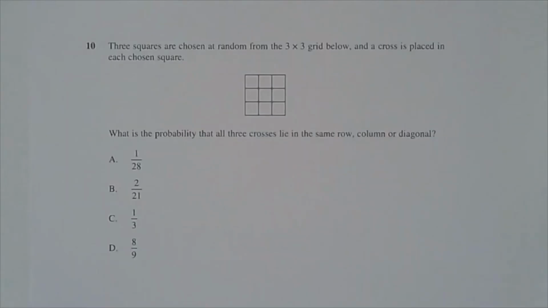Question 10. 3 squares are chosen at random from a 3x3 grid below, and a cross is placed in each chosen square. What is the probability that all 3 crosses lie in the same row, column, or diagonal?